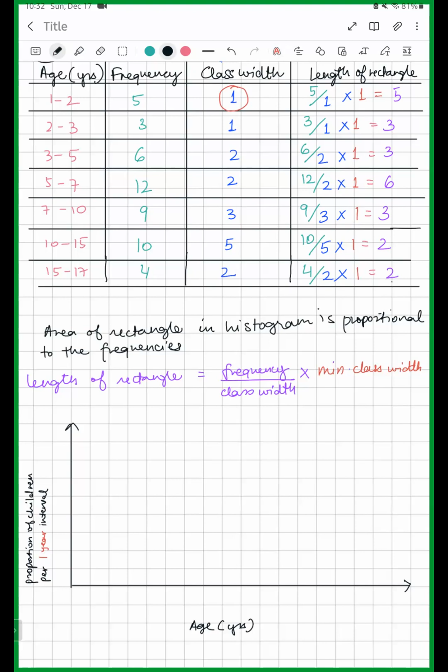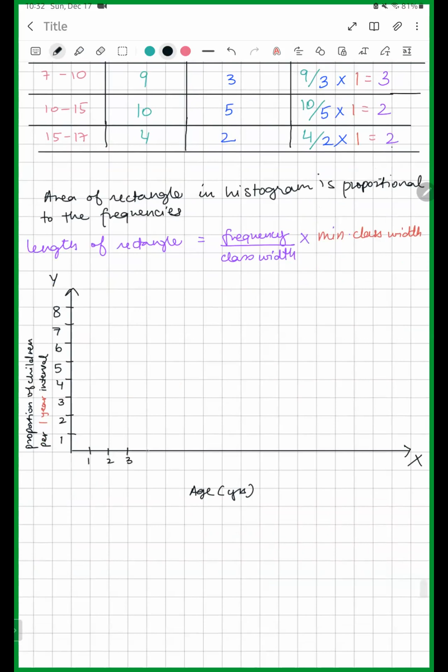So now you start writing it from 1, 2, 3, and so on. Proportion of children. So you write it like this: 1, 2, 3, 4, 5, 6, 7, 8. Okay, here is the y-axis, here is the x-axis. Now let's quickly get this done. So here we have 1, 2, 3, 4, 5, 6, 7, 8, 9, 10, 11, 12, 13, 14, 15, 16, and 17.